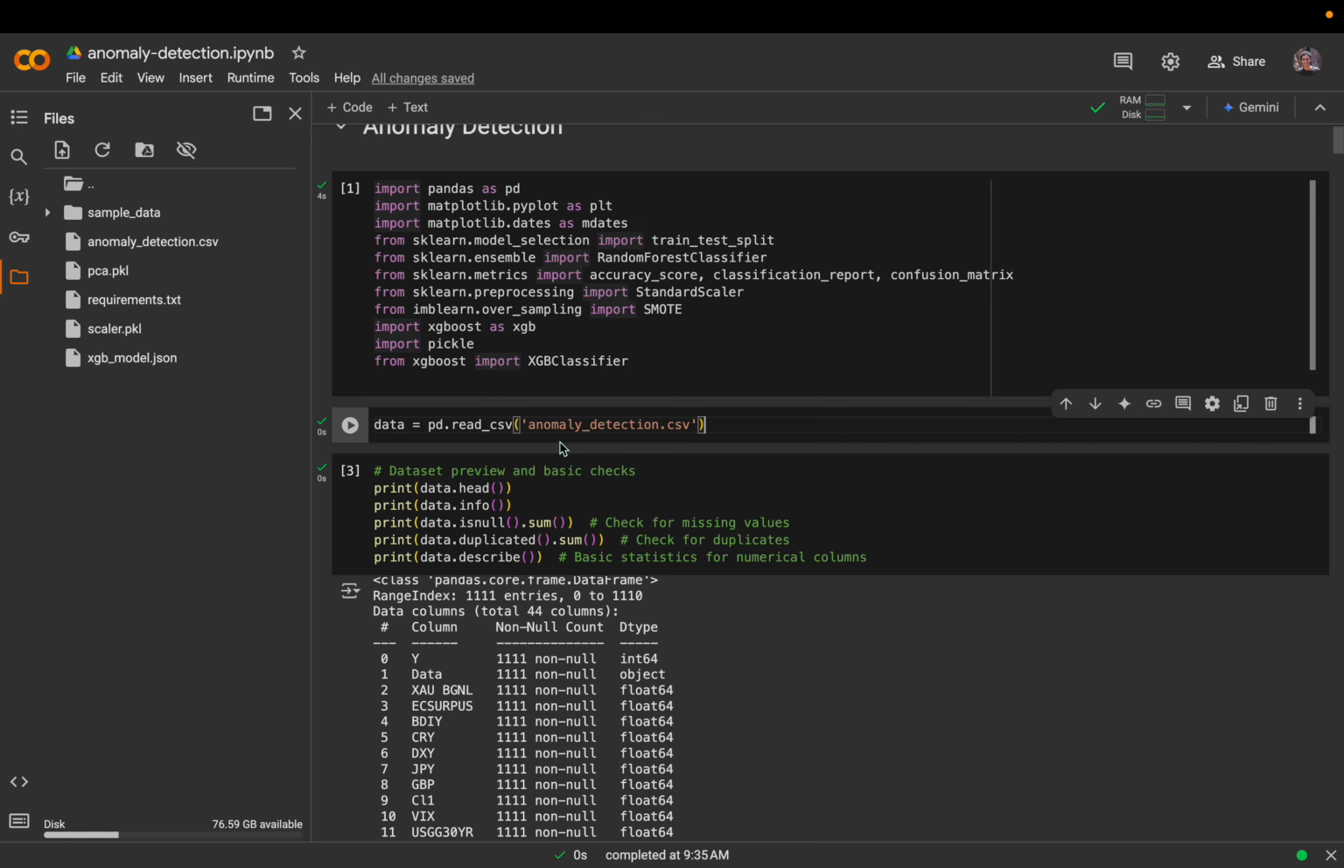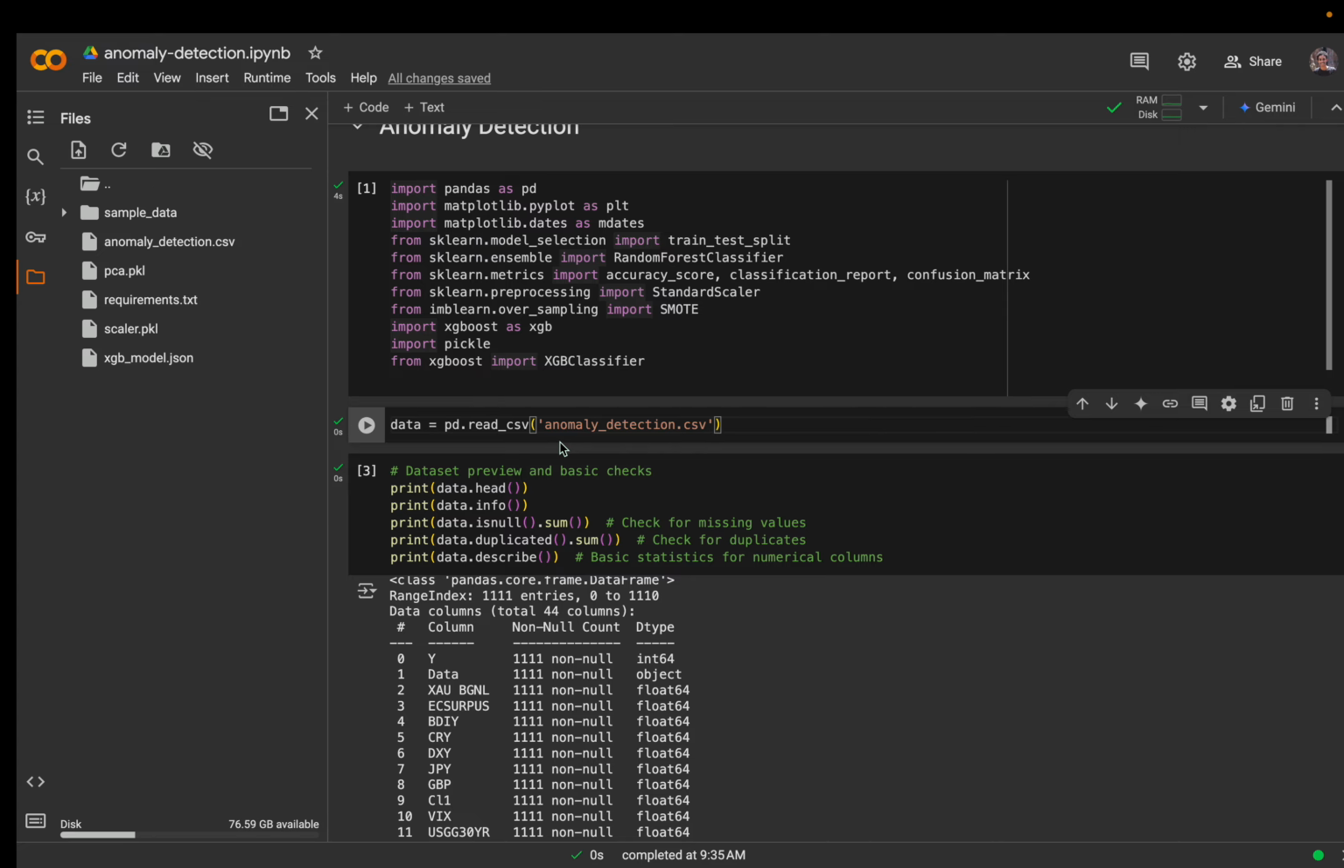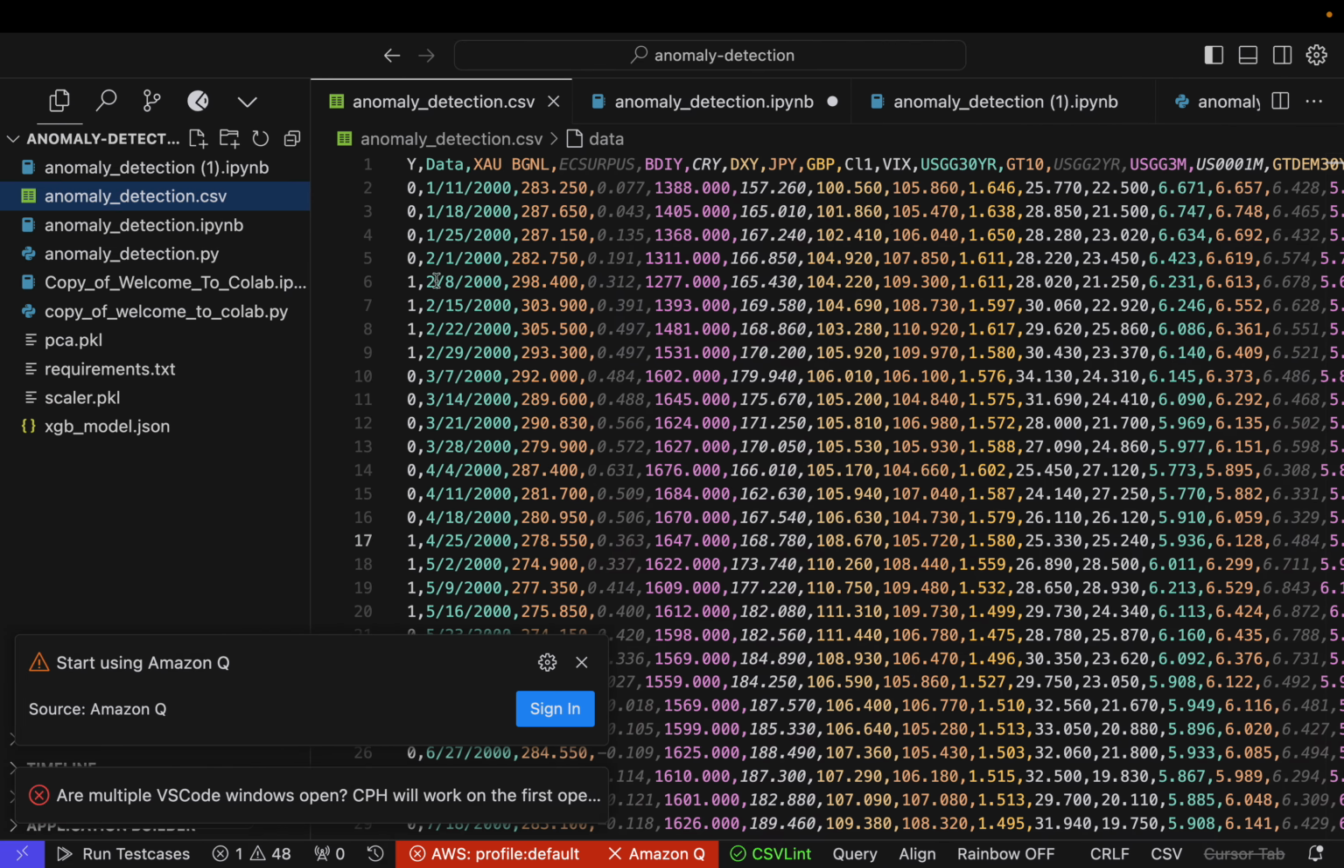This is my anomaly detection project, and this detects anomalies before they happen in the market. Depending on the previous anomalies that have happened, I have trained a machine learning model that is able to determine whether an anomaly is happening or not. Okay, so the data that I have used is this one.